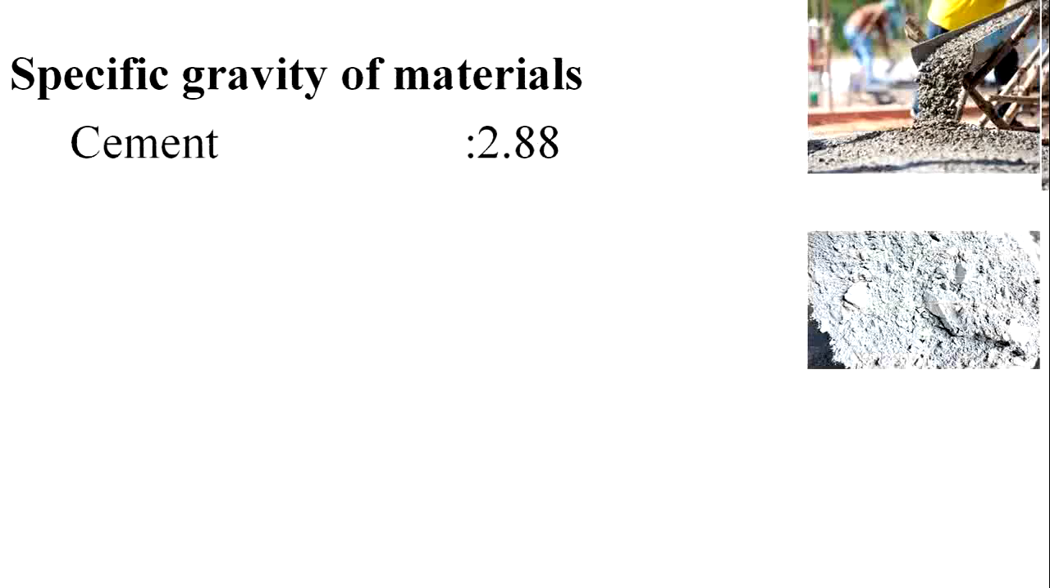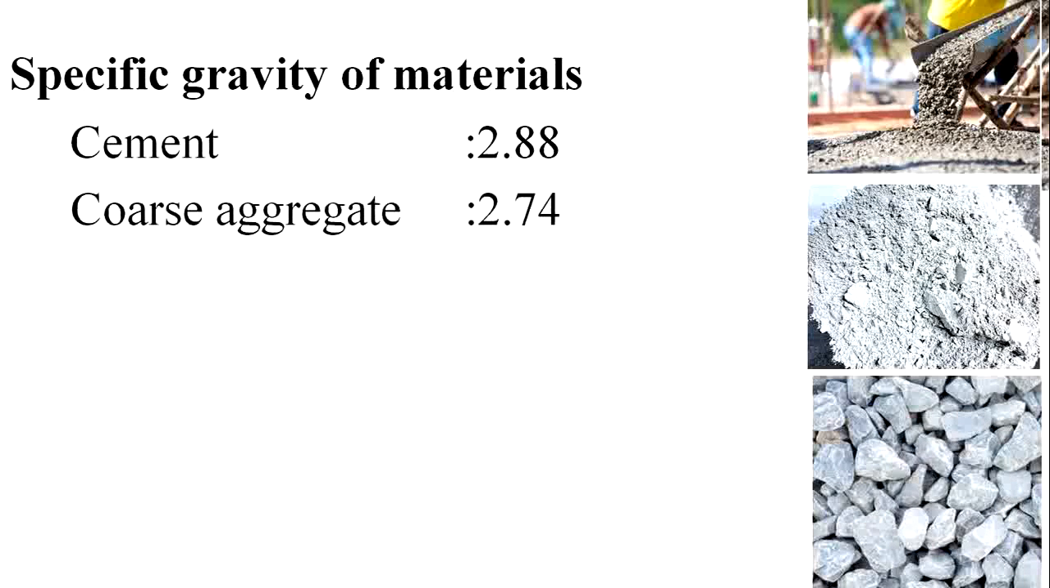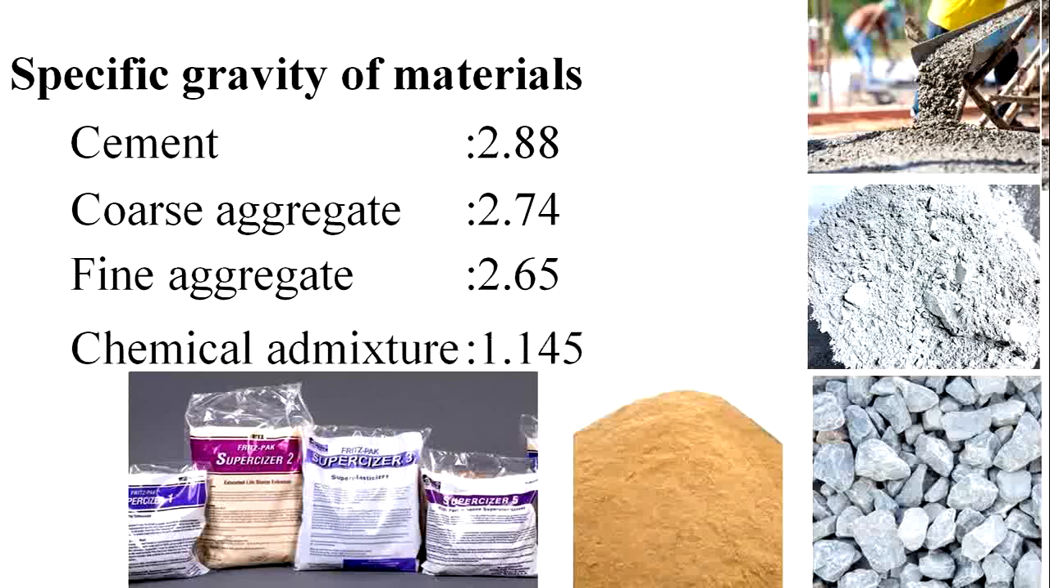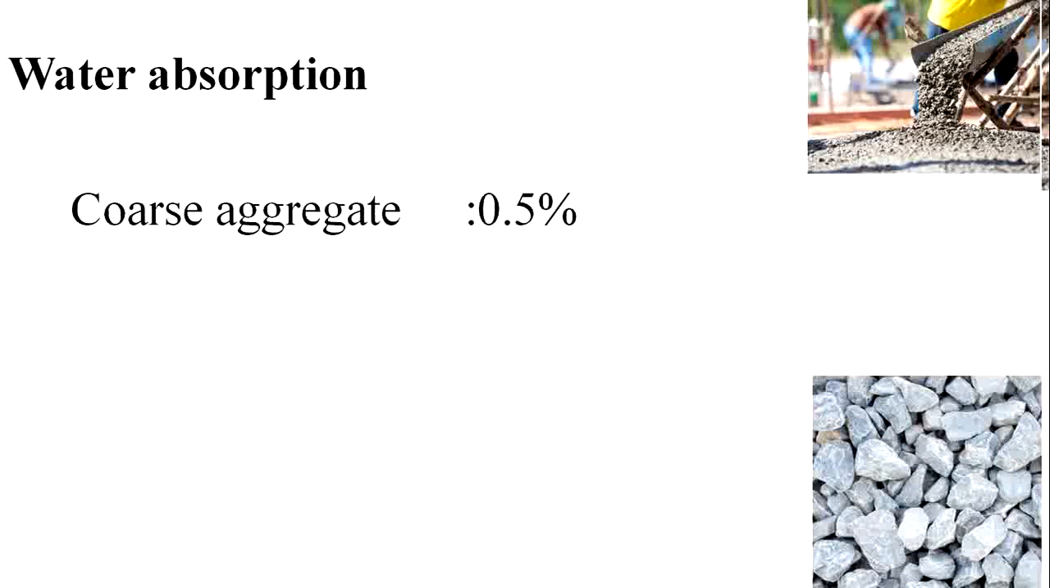The specific gravity of the materials are: cement is taken as 2.88, coarse aggregate as 2.74, fine aggregate as 2.65, chemical admixture as 1.145. The water absorption for coarse aggregate is taken as 0.5% and for fine aggregate it is taken as 1%.